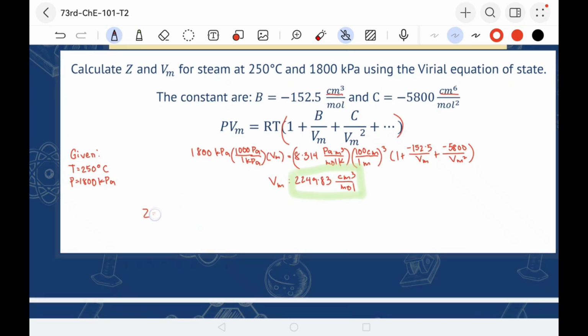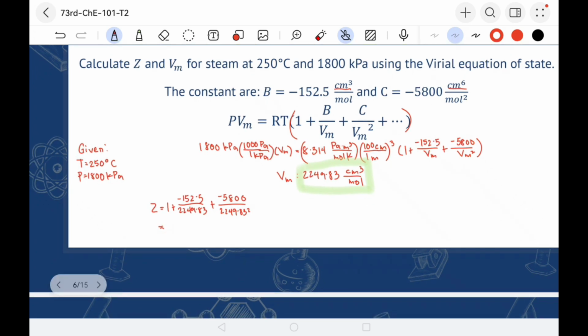So Z equals 1 plus B, which is negative 152.5 over Vm, which is 2249.83, plus C, which is negative 5,800 over 2249.83 squared.